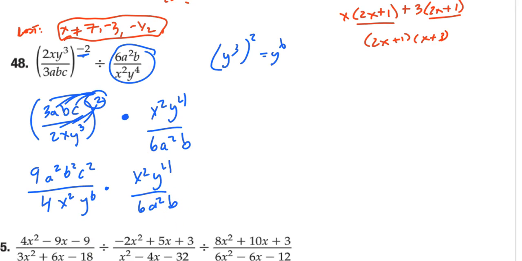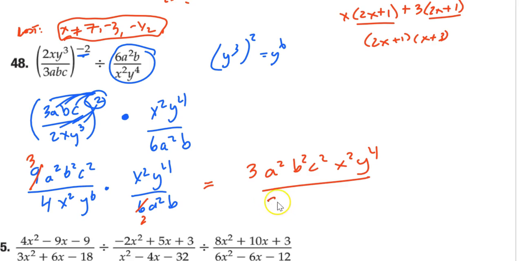Now again, I always like to do the variables and numbers separately, so let's do the numbers first. 6 and 9 reduce. Divided by 3, get 2 and 3. And that's pretty much it. My variables left over are this. So I get 8 x squared y6 a squared b.